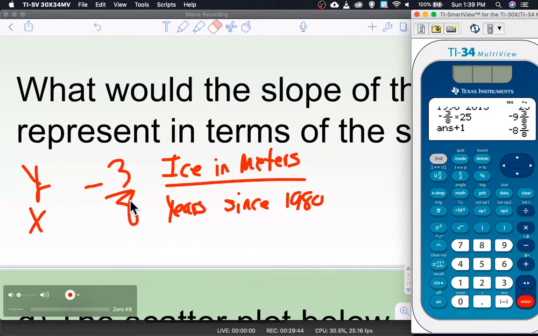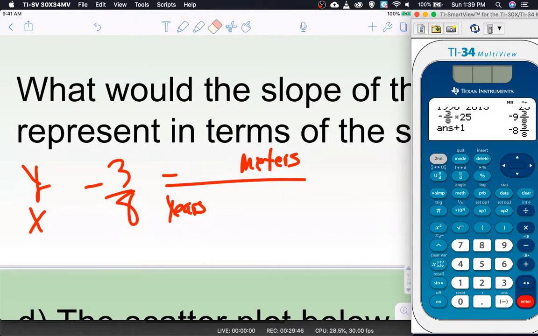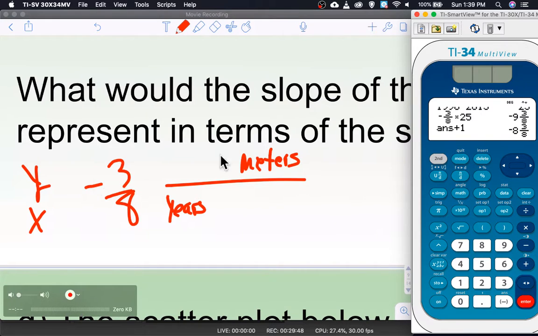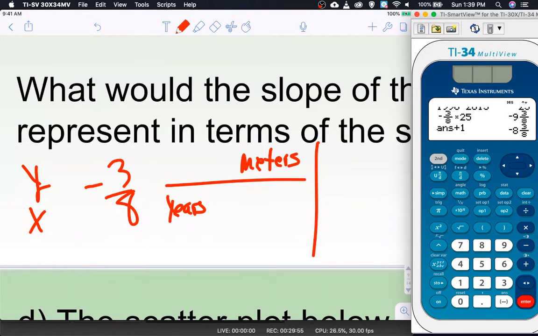So even simplify. How about that? -3 meters over 8 years. That I can write a sentence. That tells me every 8 years they're losing 3 meters of ice. That's what the slope is representing.